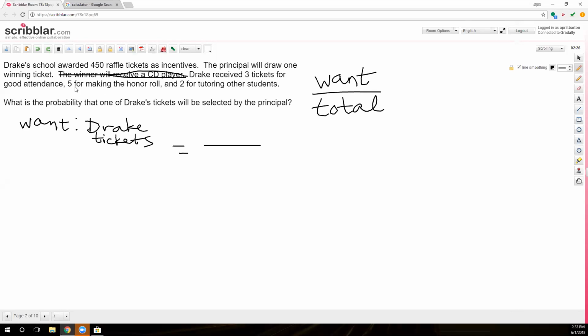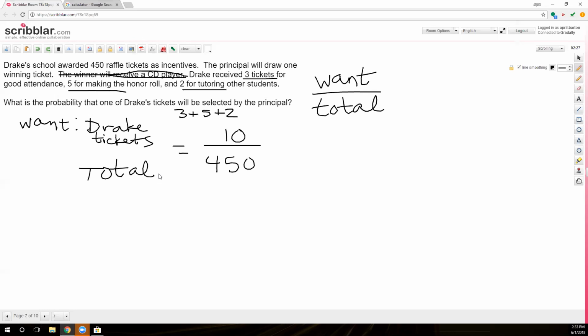Good. 10 tickets. They told you up here he got 3 and 5 and 2, and if you add those all together, 10. So then we need the total number of tickets. And this they just told you in the problem. What was our total number of tickets? Good, 450. So our first option is, good, both of you guys are correct. 450 is the total number.